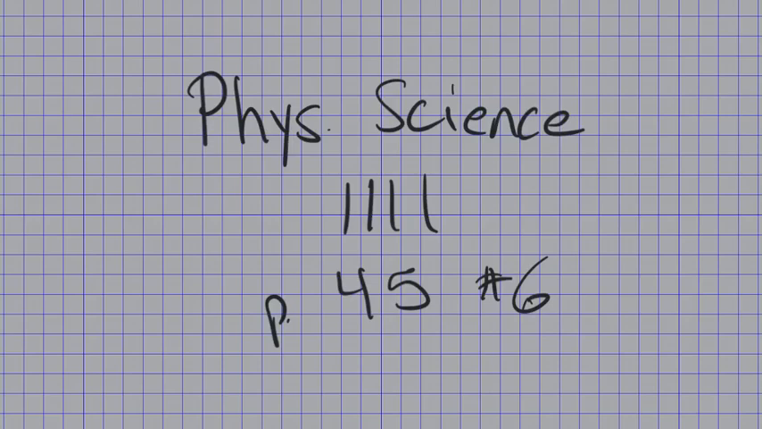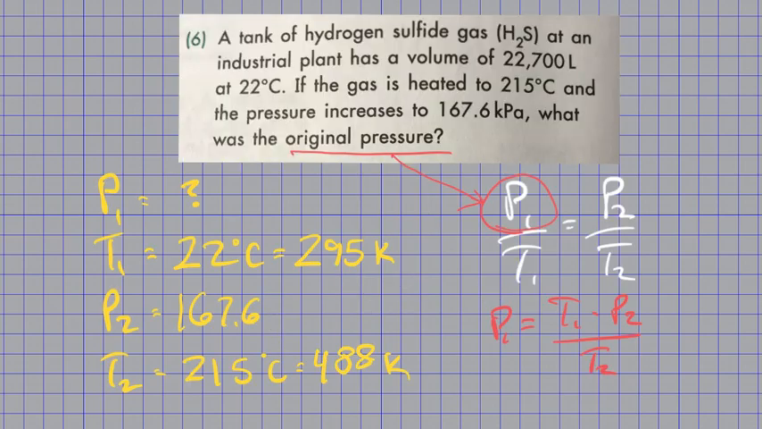All right, let's talk about page 45 in Physical Science, 4th edition. This is called Gay-Lussac's law, and it relates the pressure and temperature. P1 over T1 equals P2 over T2, and we see that on pages 43 and 44.